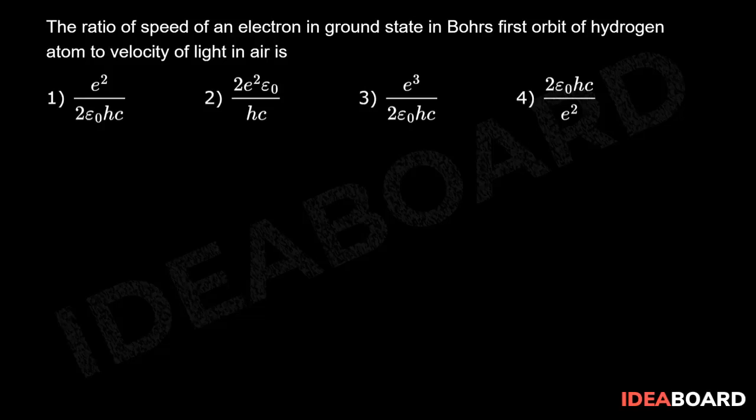The ratio of velocity of an electron in ground state in Bohr first orbit of hydrogen atom to velocity of light in air is... Now we have to actually calculate the value of velocity in Bohr first orbit, right? So suppose that this is our Bohr model, and if I am following the Bohr model, this is the Bohr orbit.